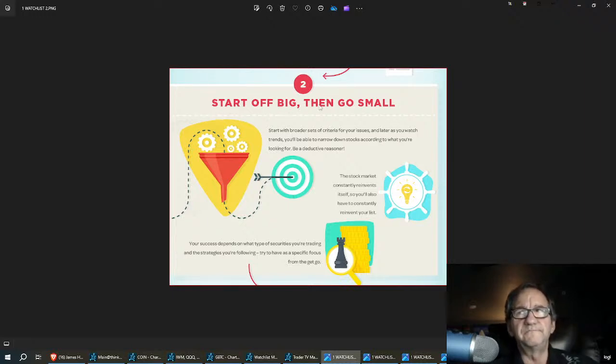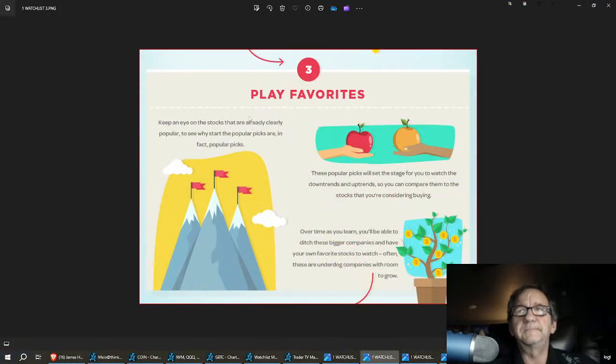Start off big and then go small. Thin it out. Step number 3: play your favorites. I can't emphasize how important it is to play your favorites. You know, I like tech. Tech is always going to be my game. When they pull back, I'm still going to play tech.